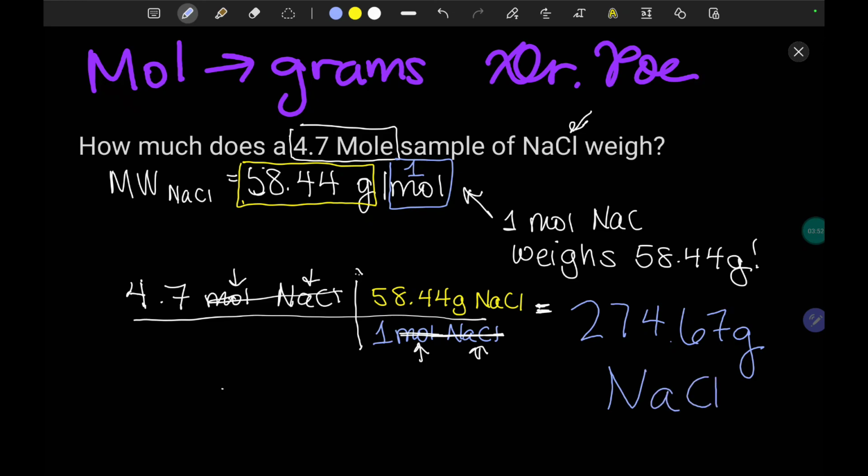So if I expected 4.7 moles according to my balanced chemical equation, then I could weigh that out, and that would weigh 274.67 grams at the end of the reaction.